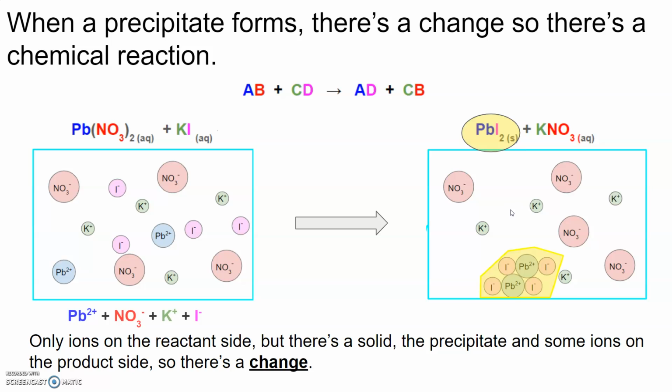And so the key thing is that in order for there to be a chemical reaction, there has to be a change. And when a precipitate forms, there's actually a change. You go from something that has all ions to ions and a solid.